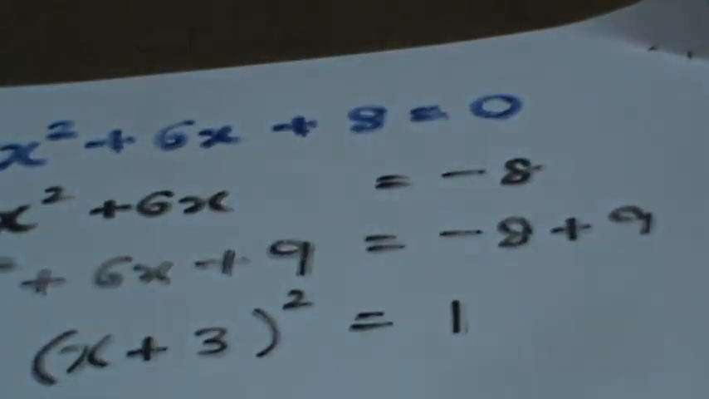So x squared plus 6x plus 9 is actually x plus 3 squared, and that is equal to minus 8 plus 9, which is 1. As the next step, you take the square root of both sides. The root of x plus 3 squared is x plus 3, and you have to take both the positive and the negative root of the other side.